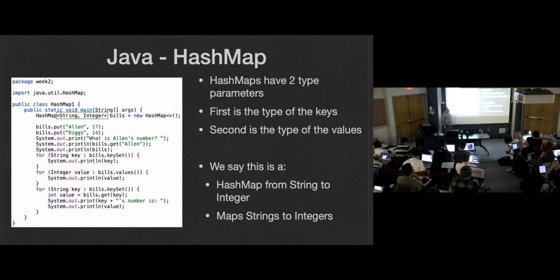Our first difference here, though, is a hash map takes two type parameters. So instead of just specifying the type of the values like we did with an array list, now we specify the types of the keys and the values, and they can be different types. The way I would read this is a variable of type hash map from string to integer. That's how it'll be in the homework: create a hash map that maps strings to integers. Type to type will be in there somewhere.